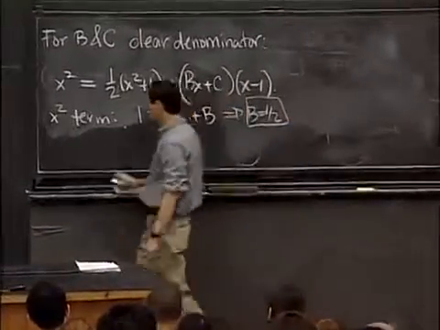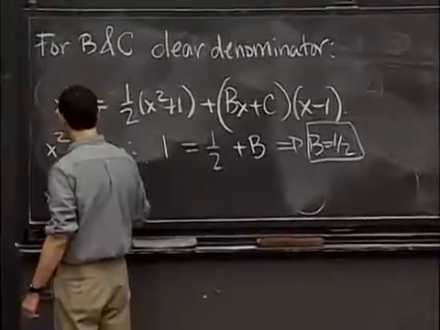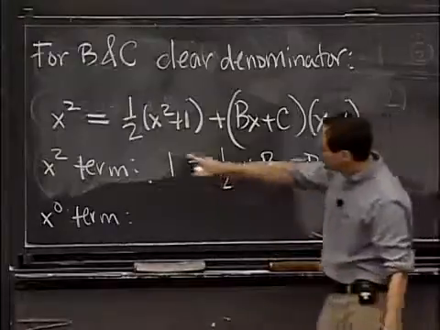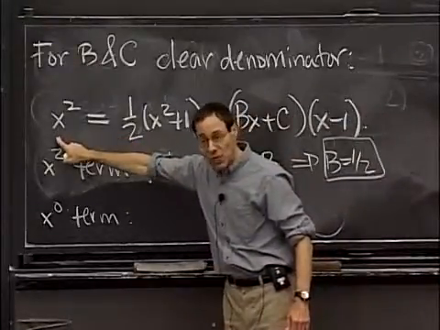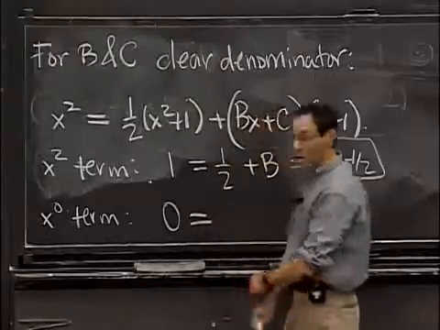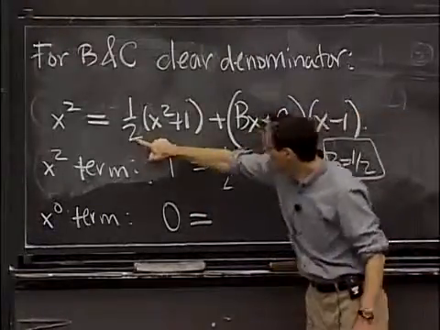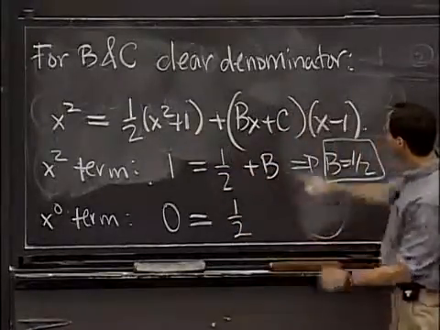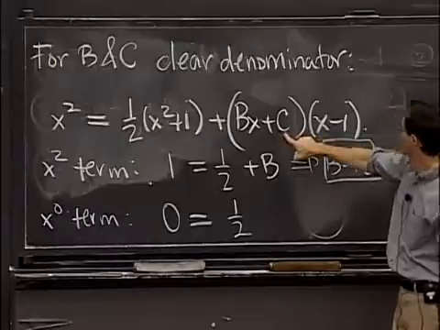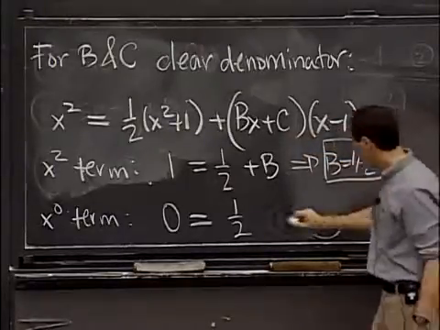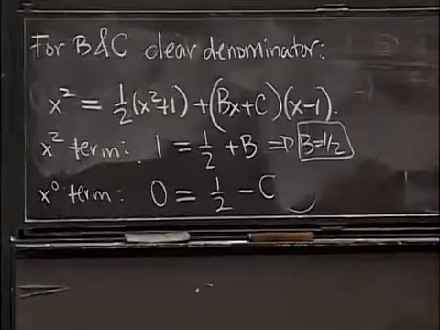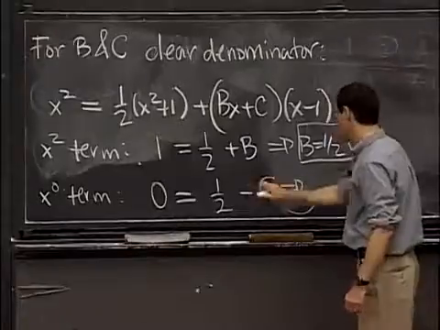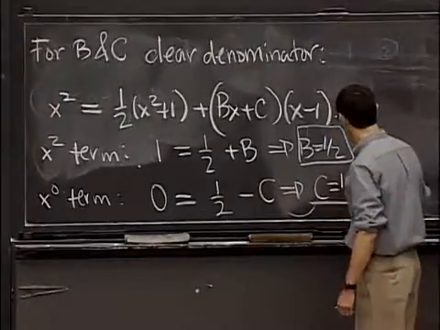And last of all, I'm going to do the x to the 0 power term, otherwise known as the constant term. On the left-hand side, the constant term is 0. There is no constant term. On the right-hand side, there's a constant term, a half times 1. That's a half here. And then there's another constant term, which is this constant times this minus 1, which is minus c. And so the conclusion here is that c is equal to a half.